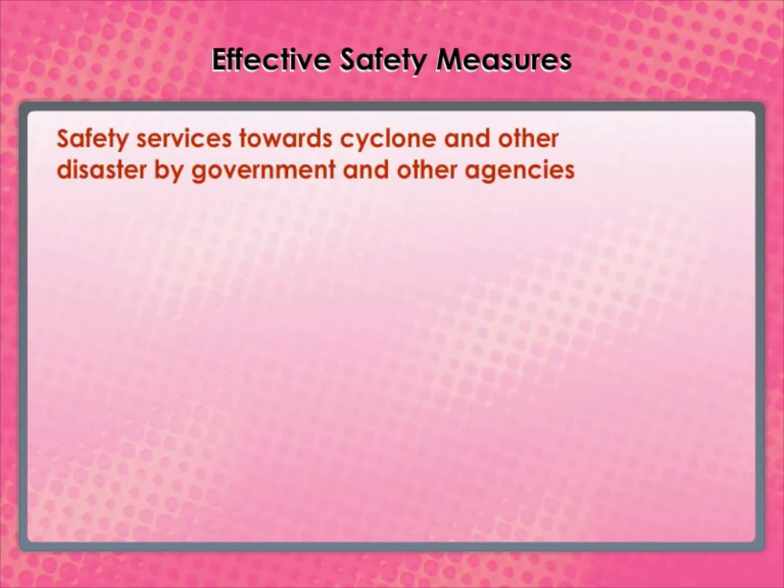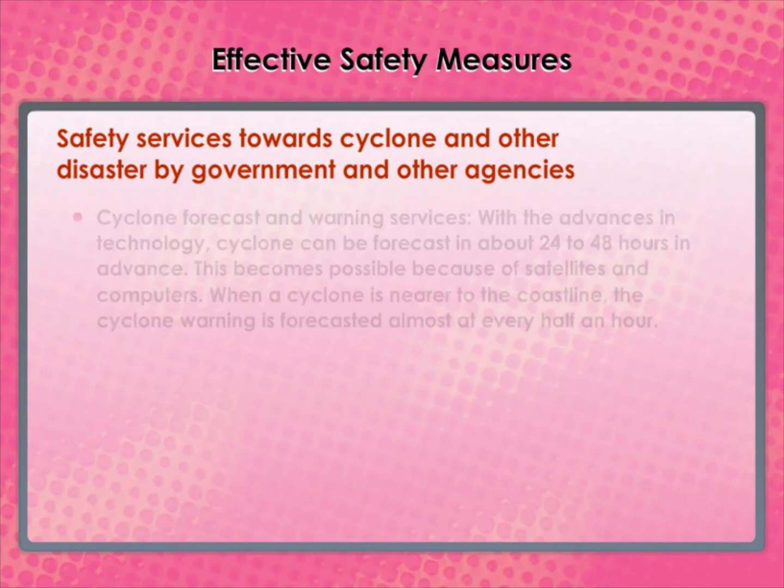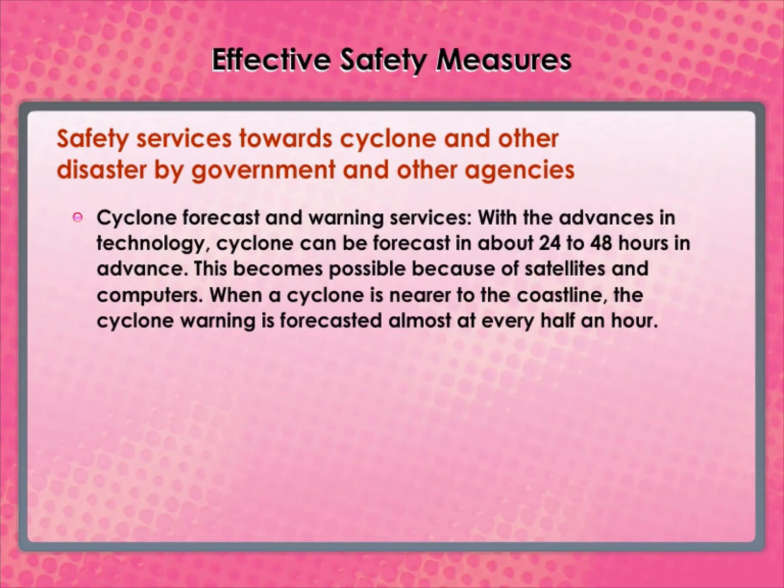Safety services towards cyclone and other disasters by government and other agencies. Cyclone forecast and warning services. With the advances in technology, a cyclone can be forecast about 24 to 48 hours in advance. This becomes possible because of satellites and computers. When a cyclone is nearer to the coastline, the cyclone warning is forecasted almost every half an hour.